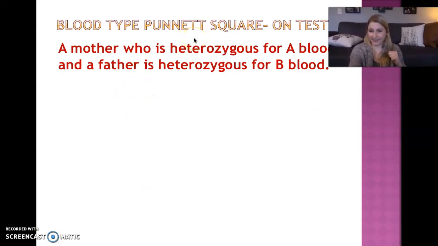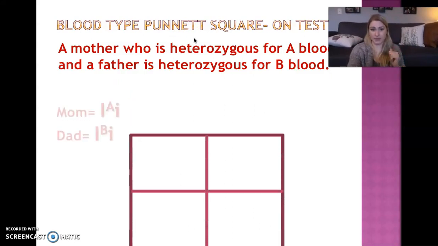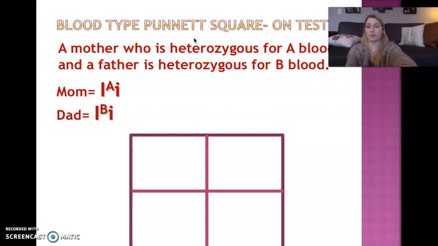Heterozygous A. That's going to be the capital IA, lowercase I. So we've got capital IA, lowercase I. The father is heterozygous for B blood, so capital IB, lowercase I. And once again, we got all of this from that previous slide where I went through and I showed you all of the genotypes and the possible phenotypes that are associated with it.